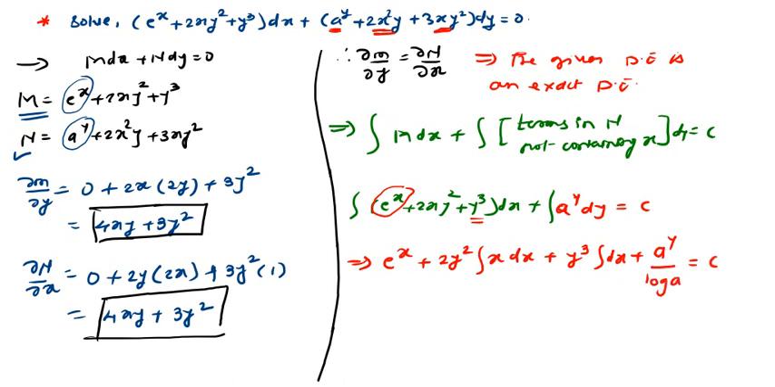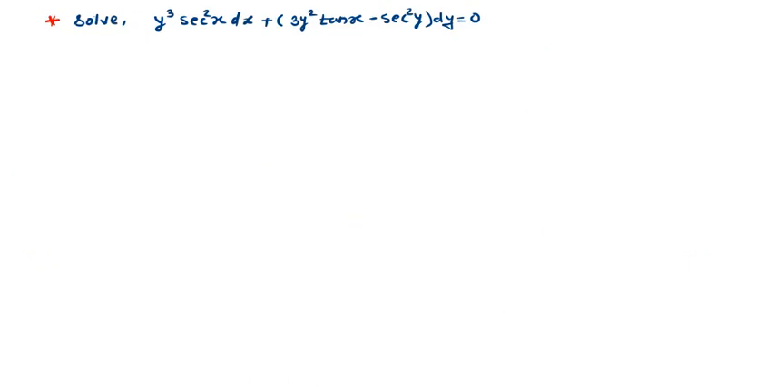We have seen the standard integrations of the standard functions in the integration part, so there should not be any problem. So this will be e raised to x plus 2y square, the integration of x is x square by 2, plus y cube into the integration of dx which is x, plus a to the power y upon log a equal to constant. In the final step you can cancel this 2 with this 2, and that will be the final answer. We will see the next example.